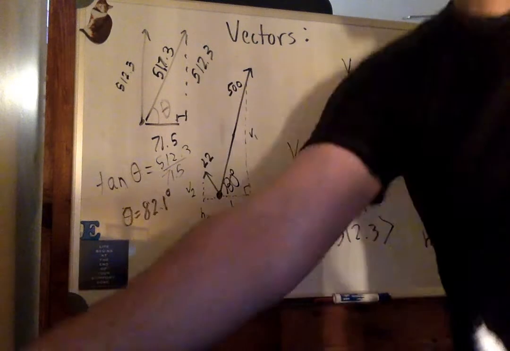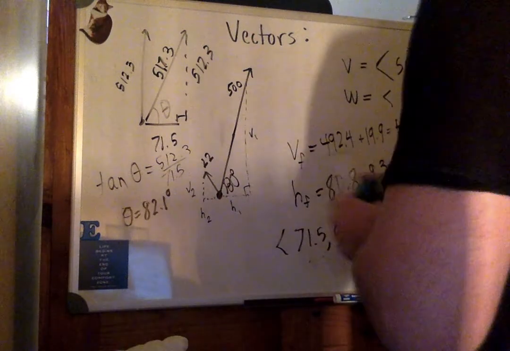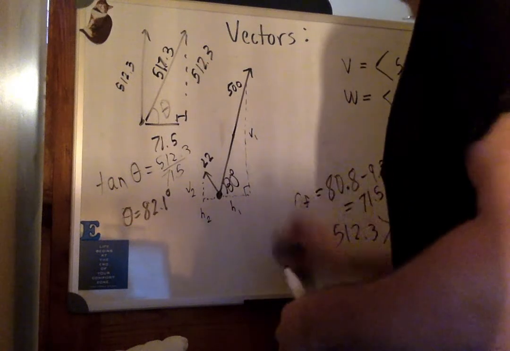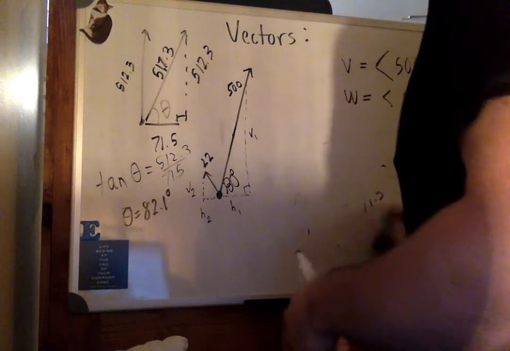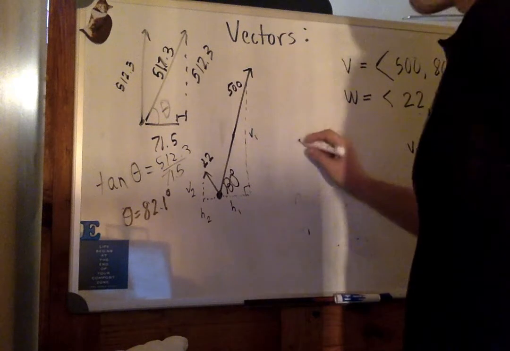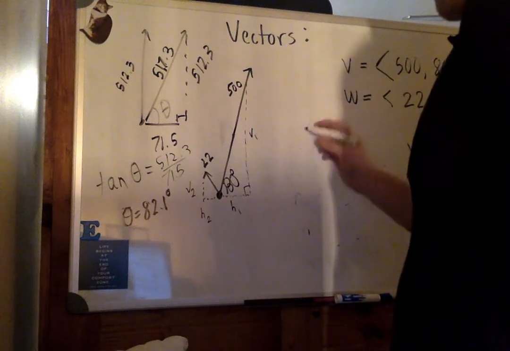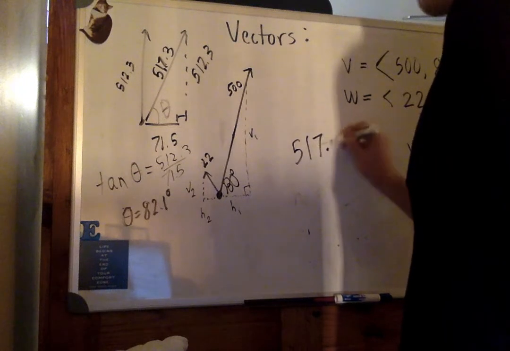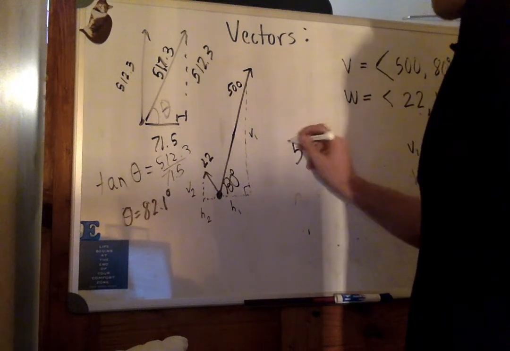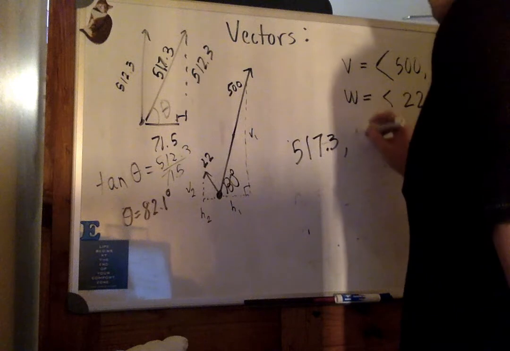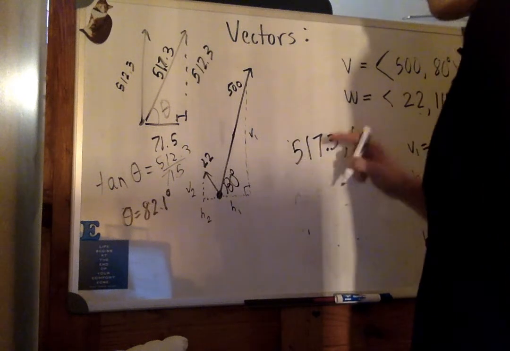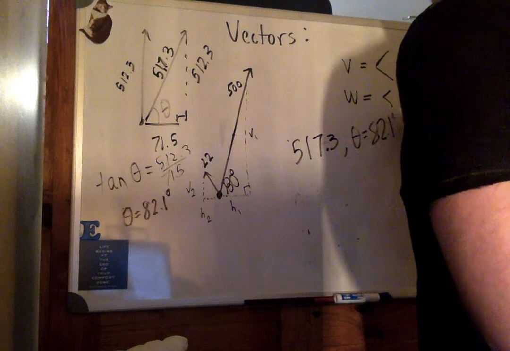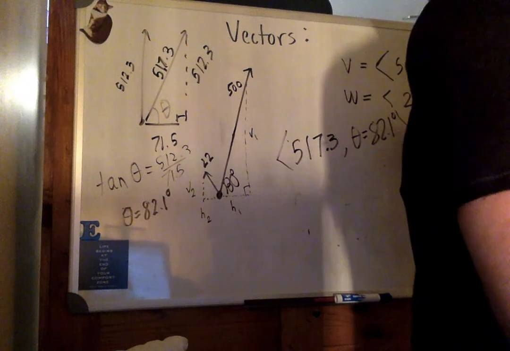So my very final finished distance and direction for where this vector is pointed once you add these two smaller vectors together: the magnitude of this final vector is 517.3, and it's pointed in the direction of 82.1 degrees. Easy peasy.